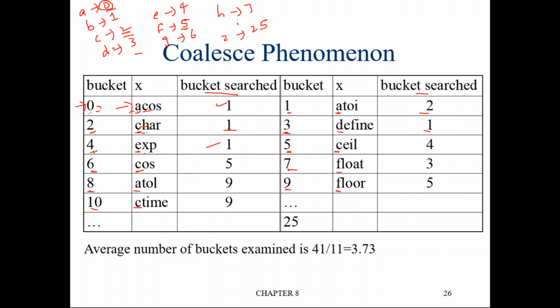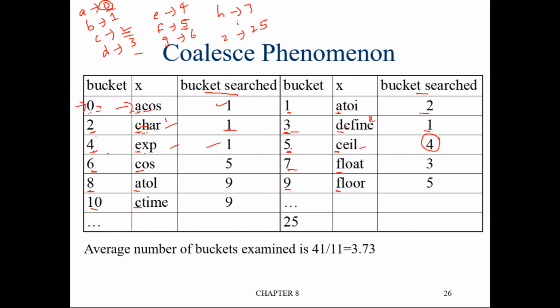Seal needs how many searches? C maps to the second location, but in the second location character is there, so go to the third location. Is it seal? No. Go to the fourth location. Is it seal? No. Go to the fifth location. Is it seal? Yes. So how many locations have we searched? 1, 2, 3, 4. So totally there are 4 searches. Okay. Similarly for cos, C maps to the second location, but it is char, one search.